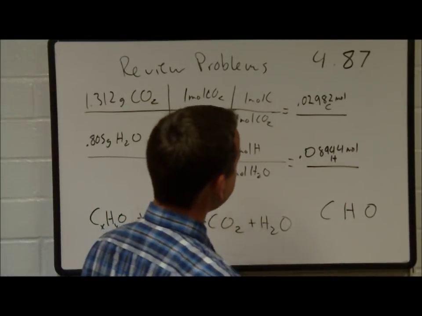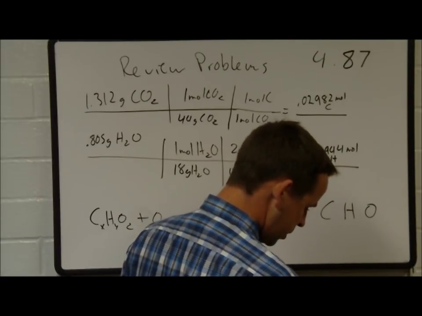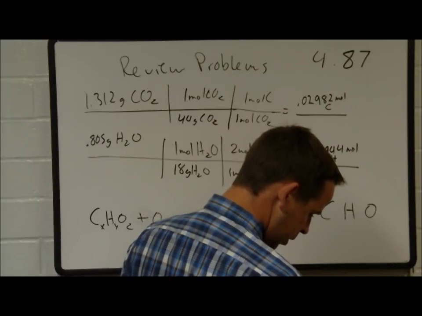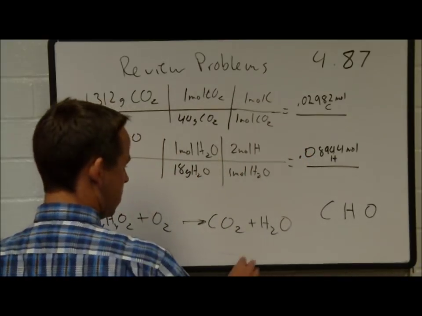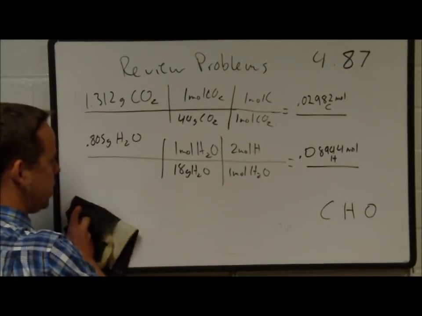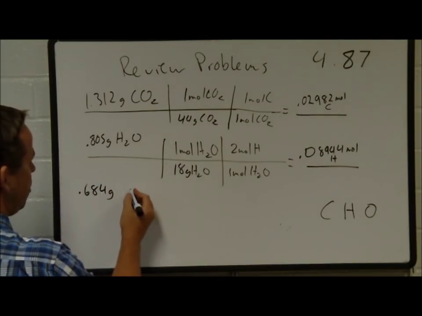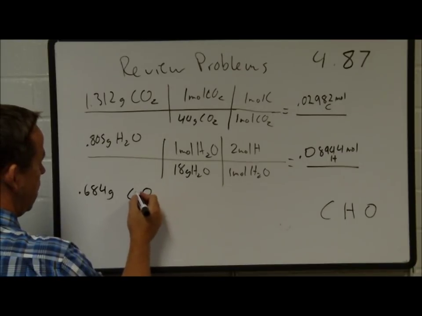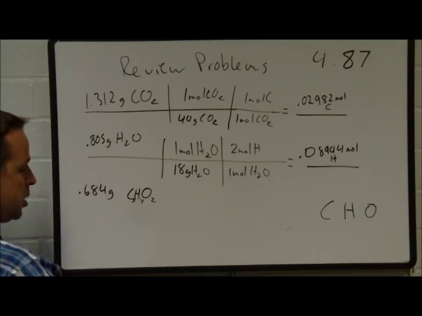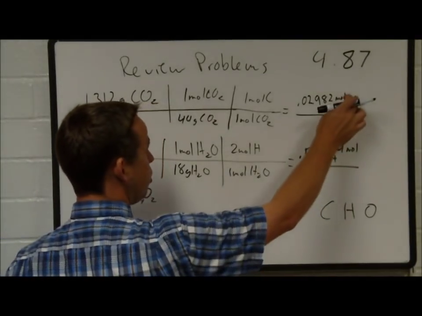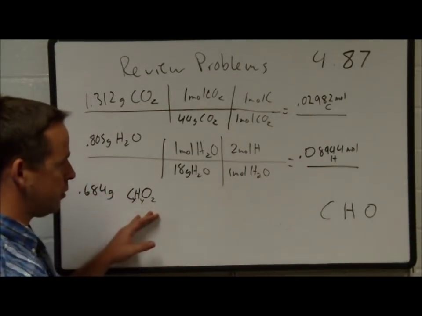Okay. Let's double check here. So they gave us an initial mass, 0.684 grams of an organic compound. The compound had carbon, hydrogen, and oxygen, right? We don't know the ratio here. But we know we had 0.684 grams. And now we know how many moles of carbon were in this 0.684 grams, and we know how many moles of hydrogen were in this 0.684 grams.